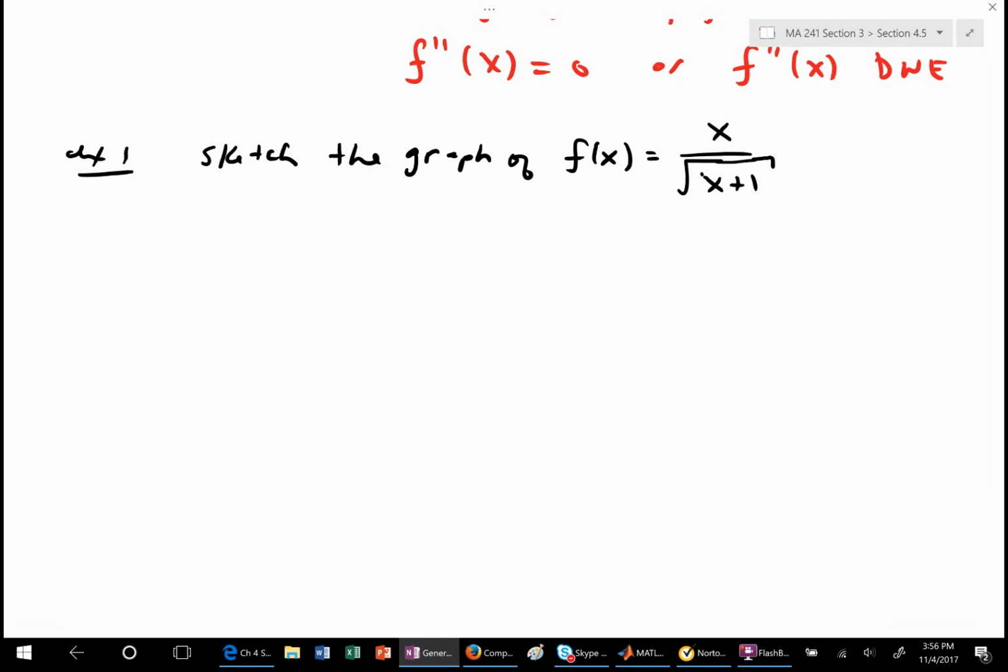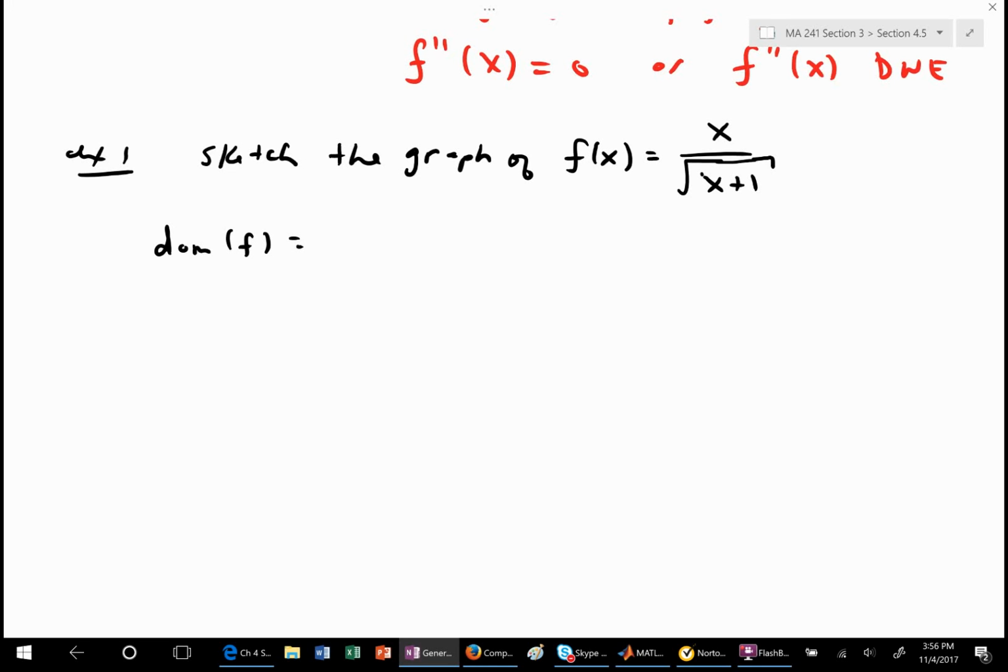So who wants to start off? What's one thing we know about this function already? What is the domain? Absolutely. So what should my domain be? What are all the values that I can put into this function and not do anything mathematically illegal? What do you think?